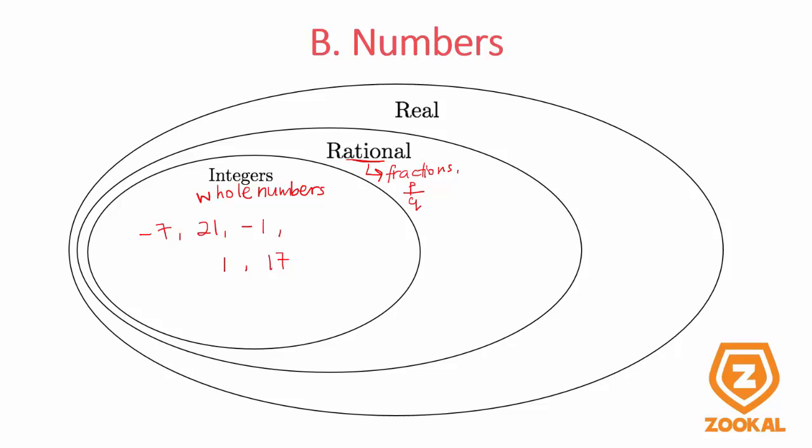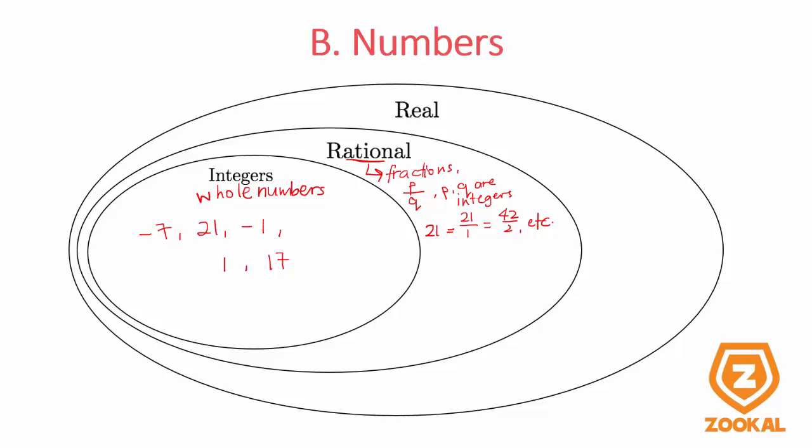So these fractions need to be expressed as a whole number over another whole number. So p and q are integers. So let's take an integer. Let's take 21. 21 can be expressed as 21 over 1, can be expressed as 42 over 2, and so on, which is how all integers can be expressed as a fraction when you take the denominator as 1. That makes all integers rational numbers.